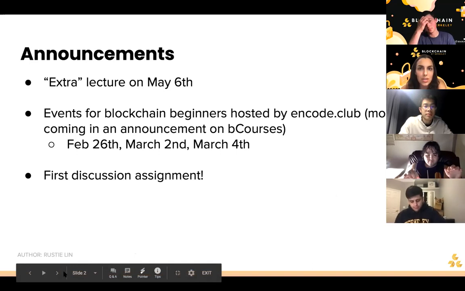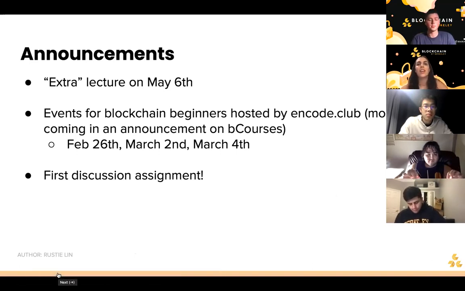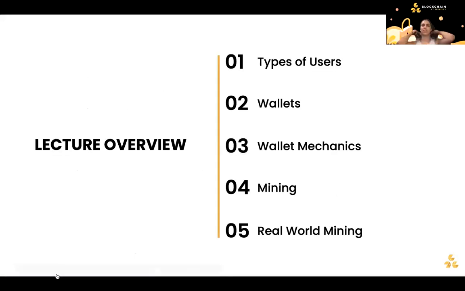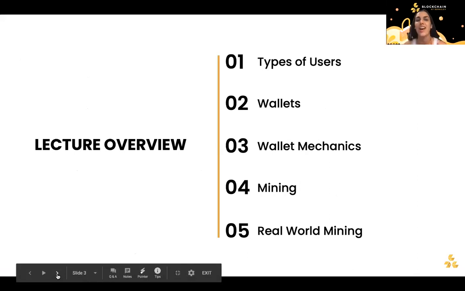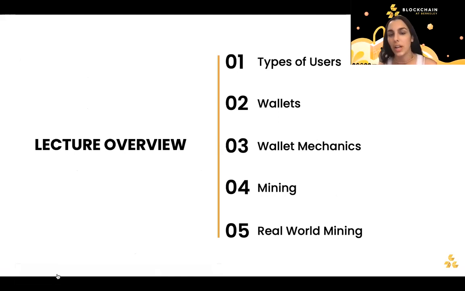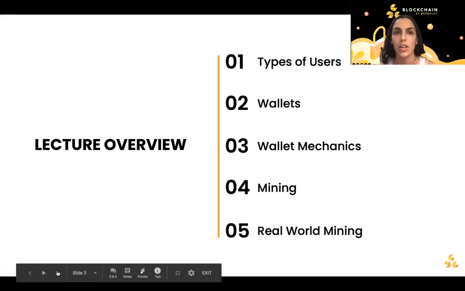Awesome. All right. As I said, Nathan and I will be your lecturers for today. This is the basic overview. We are going to go over the types of users in the Bitcoin network. We're going to go over the different types of wallets you can use and the mechanics of those wallets, and Nathan will be going over all those. And then I'll get into mining and what mining actually looks like today.